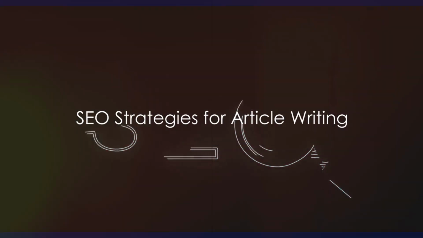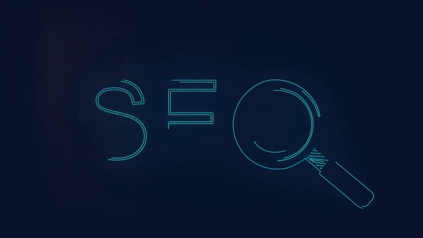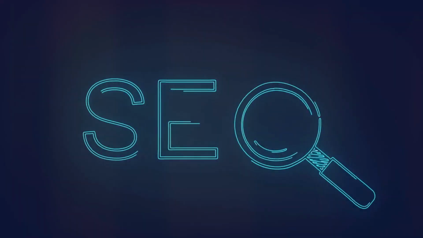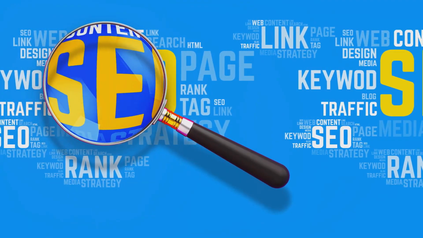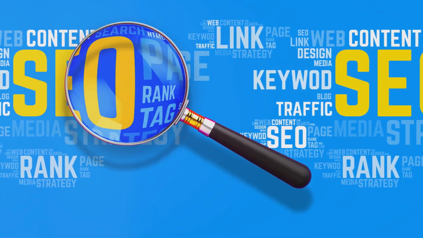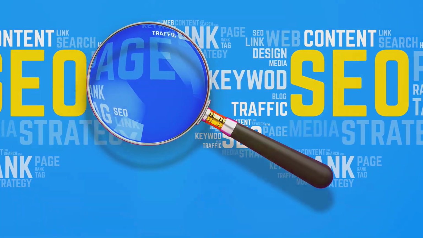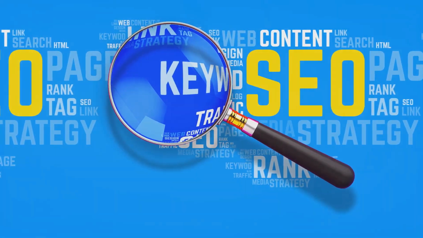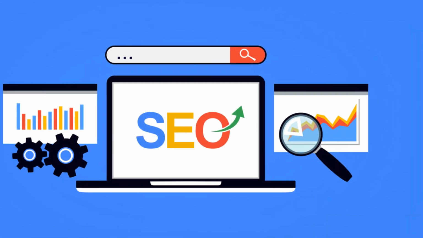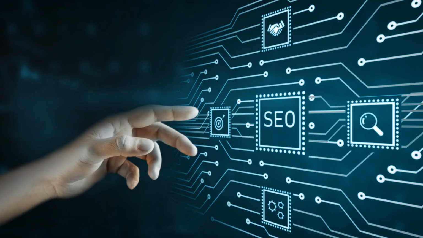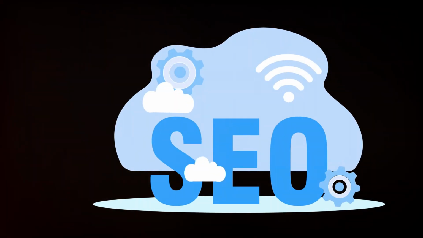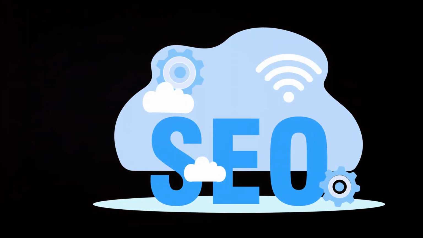Let's now delve into SEO strategies for article writing. SEO, or search engine optimization, is all about creating content that search engines like Google can easily find and rank. This is where AI can be a game changer. It can generate prompts that are both SEO-friendly and engaging. For instance, a prompt could be, "How to optimize your website for local SEO." This prompt covers a relevant topic, uses a long-tail keyword, and is specific enough to target a niche audience.